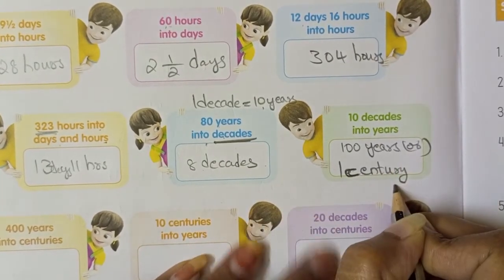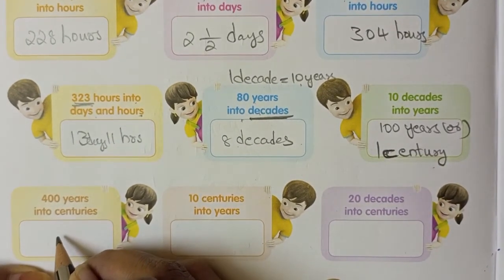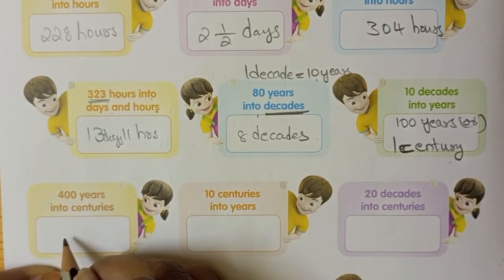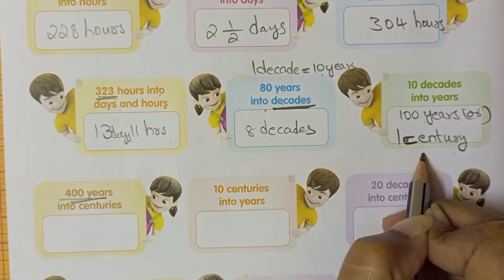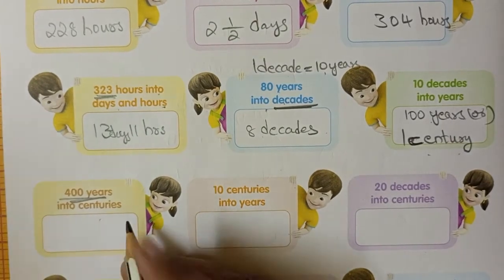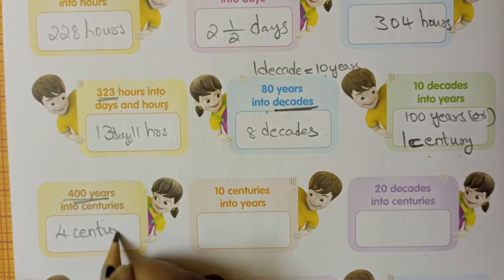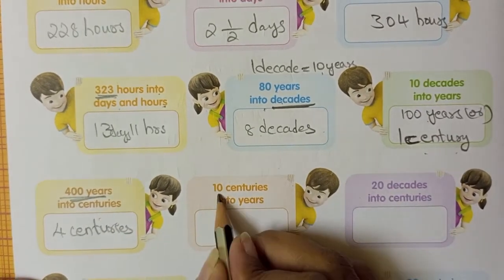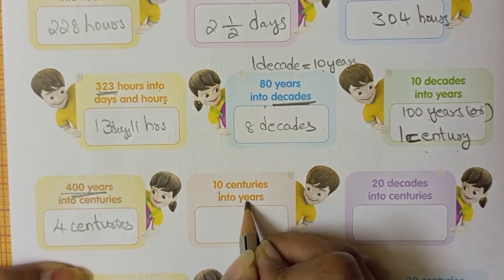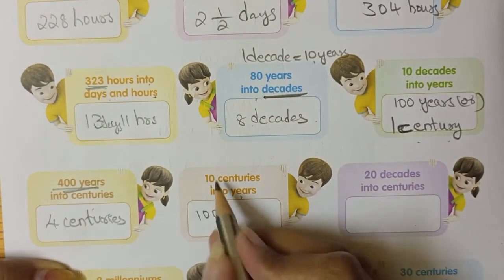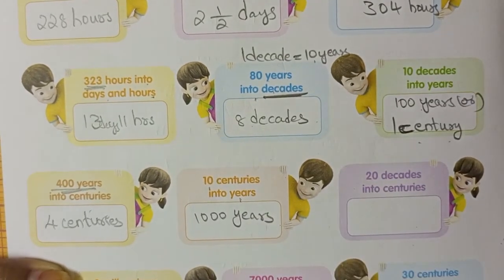100 years is 1 century. 400 years into centuries: so how many centuries? 400 years means 4 centuries. Now, 10 centuries into years. It is 1000 years.